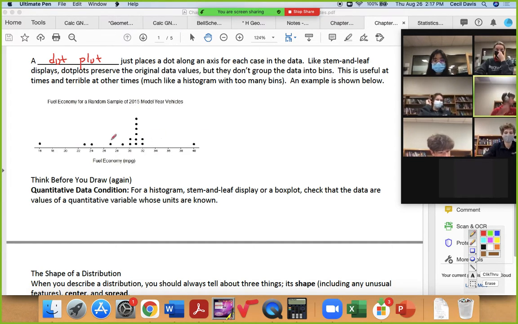So these can be nice. This shows you kind of how spread out it is, but there aren't any groups. Now, for these three types, histogram, stem and leaf display, and box plots, you have to have quantitative variables. If you have qualitative variables, we need to use either a bar graph, a segmented bar graph, or a pie chart. One of those would be best. Any questions about that first page?